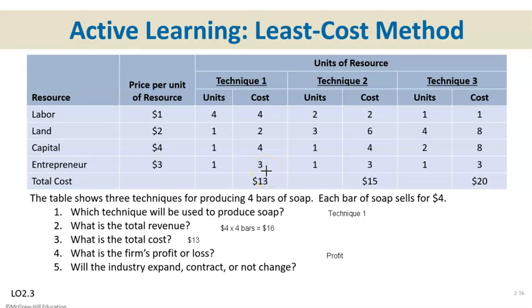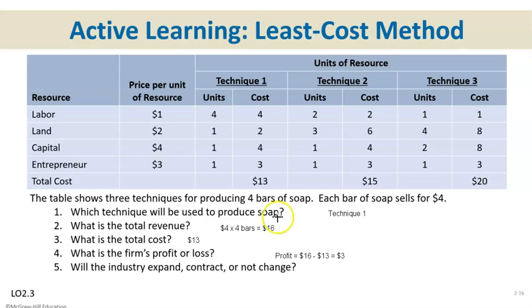Now to solve for profit. Profit is the total revenue minus the total cost. So total revenue is $16 minus total cost is $13. That means that the firm is making a profit of $3 for every 4 bars of soap that they produce.